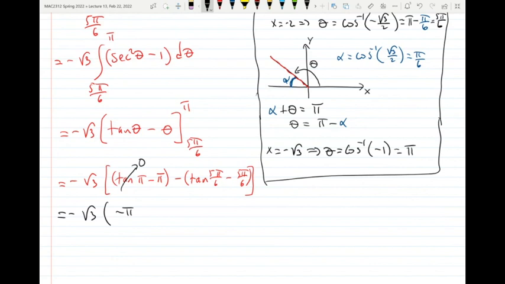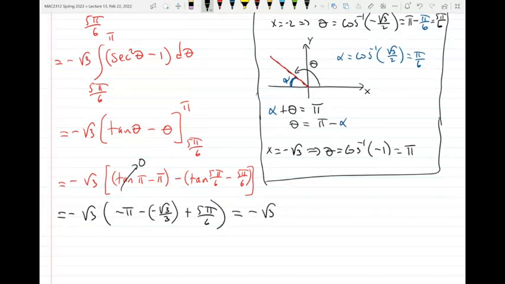Then what's tangent of 5 pi over 6? That's in quadrant 2, right? 5 pi over 6 is in quadrant 2, so it's going to be a negative number. Now, the reference angle of 5 pi over 6 is pi over 6. So the tangent of 5 pi over 6 is the same as tangent of pi over 6, but negative. What's tangent of pi over 6? Square root of 3 over 3. Okay? So it will be negative square root of 3 over 3. So negative square root of 3 over 3, and then I'm going to distribute the negative, plus 5 pi over 6. And now let's compute.